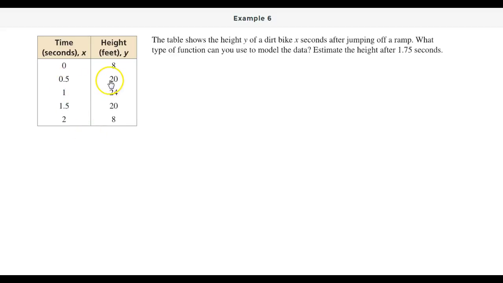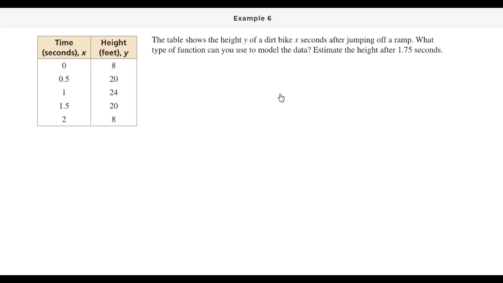Half a second after, 20 feet high. 1 second after, 24 feet high. A second and a half after, 20 feet high. 2 seconds after, back down to 8 feet high. Alright, what type of function can you use to model this data and then estimate the height after 1.75 seconds?